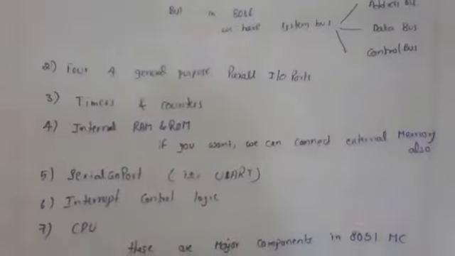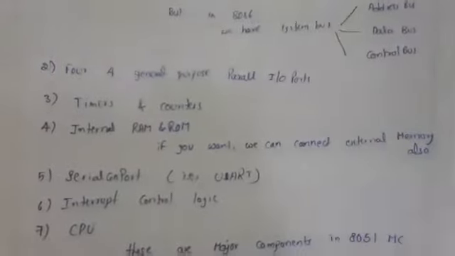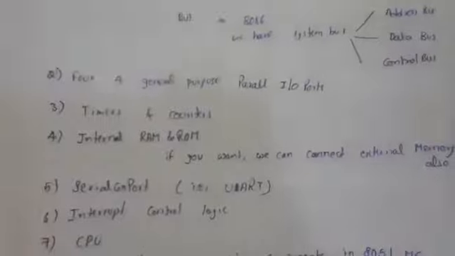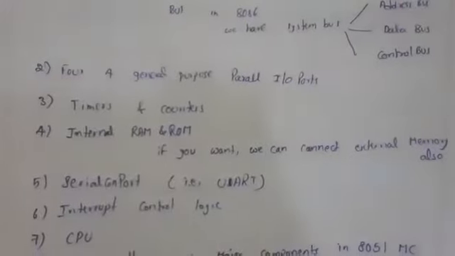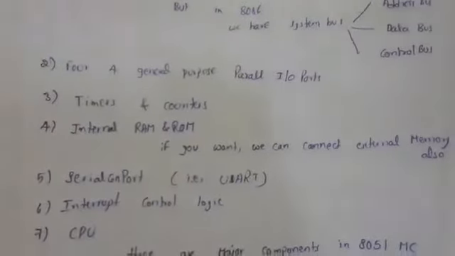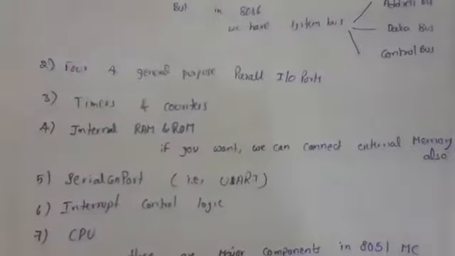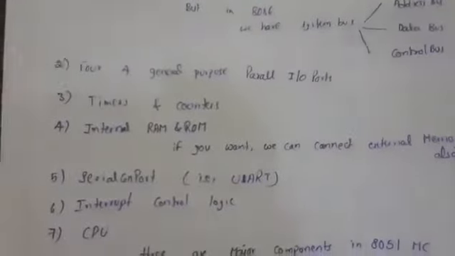Next, second one, we are having 4 general purpose parallel input or output ports, that we will discuss later. Third one is timers and counters. Fourth one is internal RAM and ROM, and we can connect external memory also. And fifth one is the serial communication port. Here we use UART, that is universal asynchronous receiver transmitter.